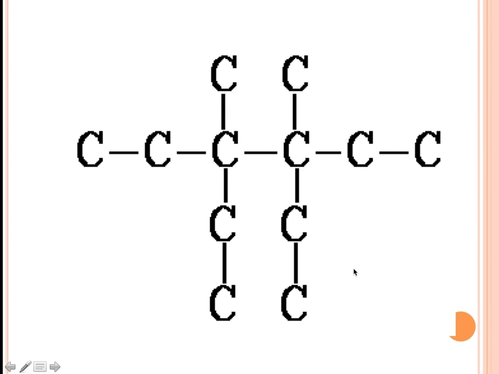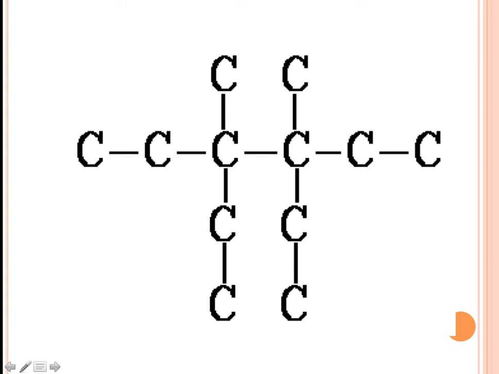One last example. Here looks a bit more complex. First thing we've got to do is figure out what our longest chain is. So 1, 2, 3, 4, 5, 6 is looking good. Let's just check some of these corners. We can go 1, 2, 3, 4, 5. That doesn't help us. 1, 2, 3, 4, 5, 6. Okay, we'll stick with 6.